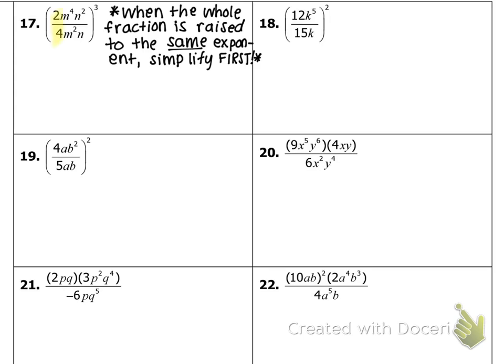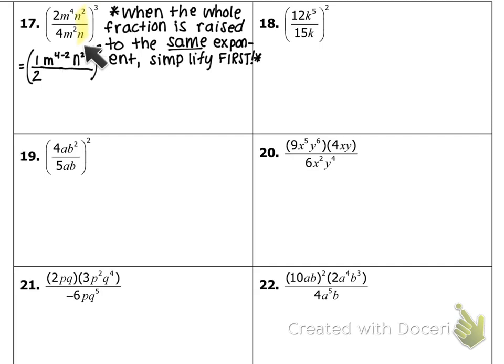Let's look at 2 over 4. 2 over 4 we can write as 1/2. If we divide, 2 divided by 2 is 1, 4 divided by 2 is 2, so 2 over 4 is the same thing as 1/2. Let's simplify the m's now. M to the 4 minus 2, and the n's, n to the 2 minus 1. So all we're doing here is subtracting: 4 minus 2, 2 minus 1, because there's an invisible 1 here. We're going to wrap that whole thing up and put it to the third power, because this whole thing is wrapped up here and put to the third power.